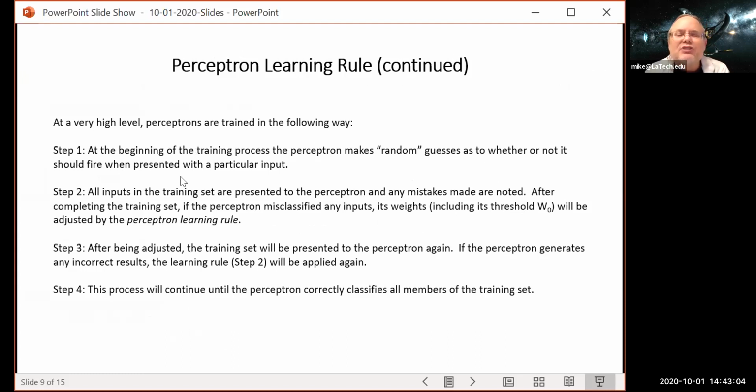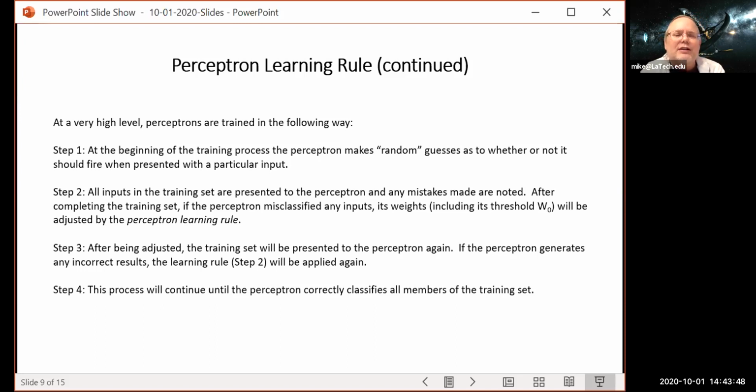At the beginning of the training process, the perceptron weights have been set randomly. So essentially, it just makes random guesses as you give it examples from the training data as to what to do on a particular input. As you would imagine, when you get started, it's going to make lots and lots of errors because it doesn't know anything. It hasn't been taught. Step two, all of the inputs in the training set are presented to the perceptron and any mistakes made are noted. That's one way of thinking about it. You're going to note the mistakes that the perceptron makes.